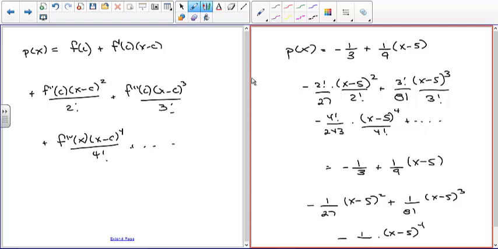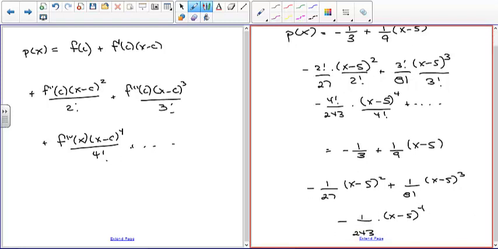The value of the third derivative was equal to 3 factorial over 81. Then you multiply by x minus 5 cubed over 3 factorial. Then the fourth derivative is negative 4 factorial over 243 times x minus 5 to the fourth over 4 factorial. And so you can see the factorials cancel out. So this factorial cancels out with that factorial, and that cancels out with that factorial.